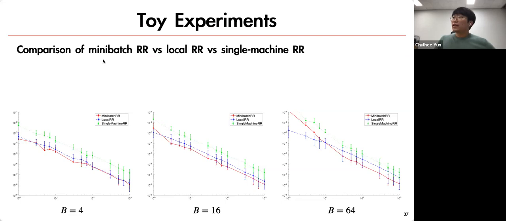The next set of experiments compares the mini-batch, local, and single machine random reshuffling. We can quickly see that as B becomes larger and larger, the performance of local random reshuffling gets closer and closer to the single machine random reshuffling.